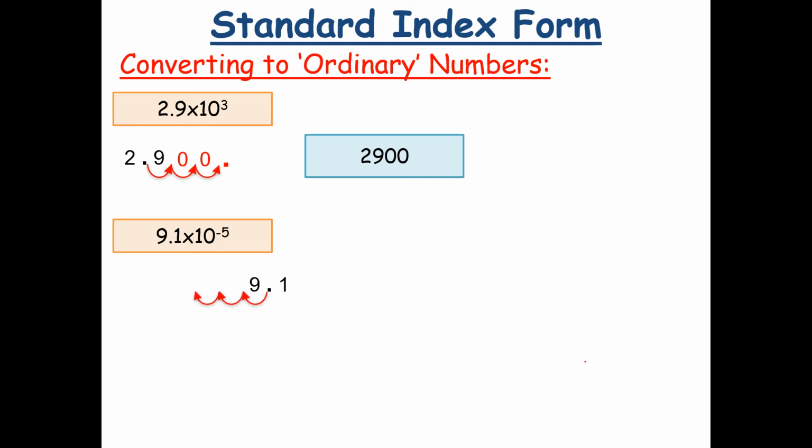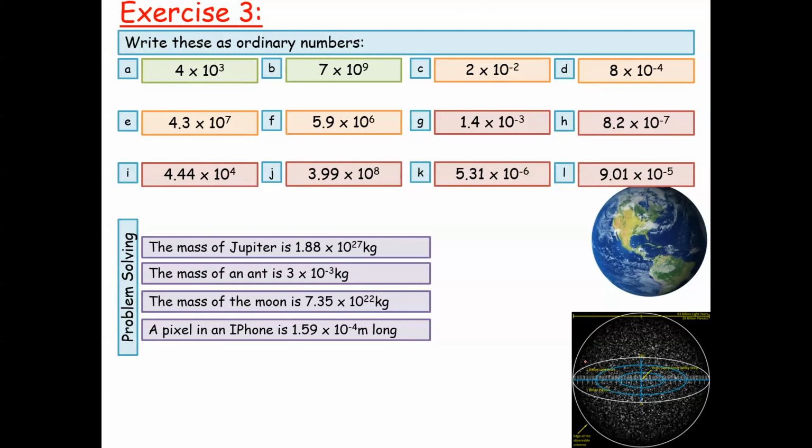So 1, 2, 3, 4, 5. Put in our new decimal place and then input our zeros for placeholders. So we end up with 0.000091 as our answer.